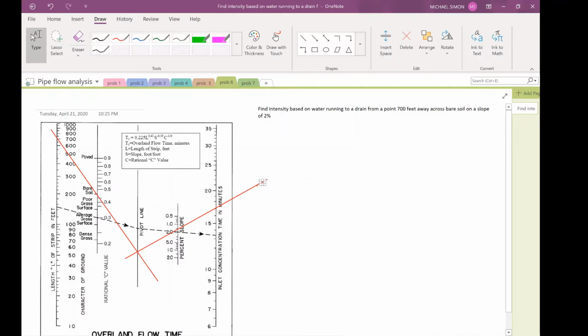It's not cooperating. There we go. That works. And it looks like our time of concentration is 15, 16, 17, about 16.5. So T is equal to 16.5 minutes.